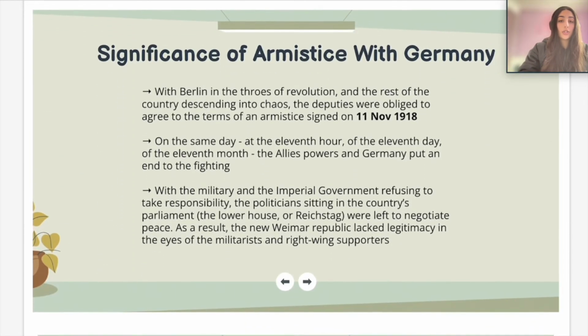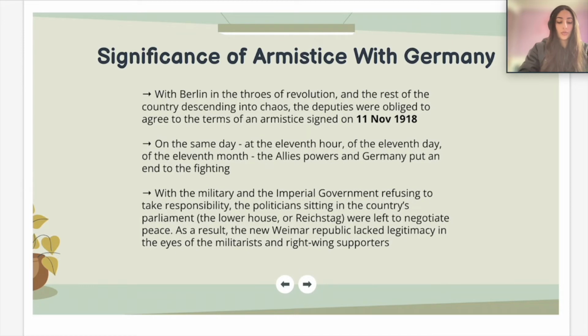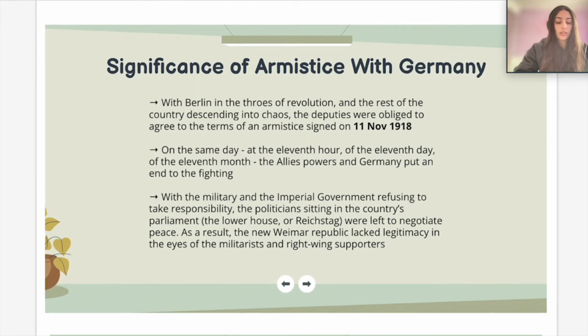Let's move on to the significance of the armistice with Germany. So with Berlin in the throes of revolution and the rest of the country descending into complete chaos, the deputies were obliged to agree to the terms of an armistice signed on the 11th of November 1918. This, as I mentioned before, was the day that World War I fighting stopped.